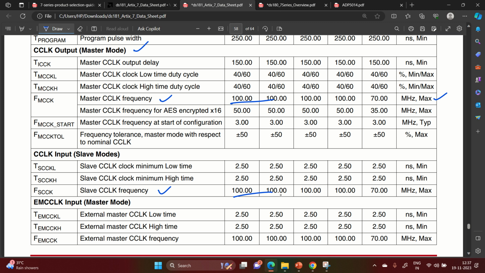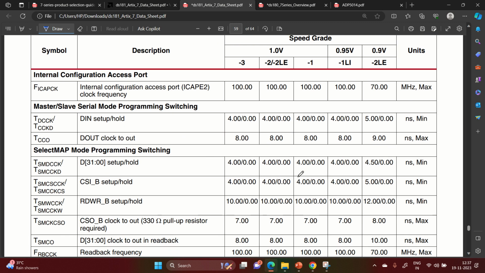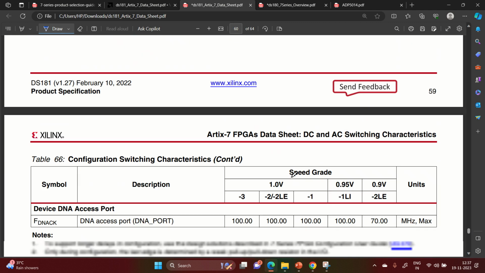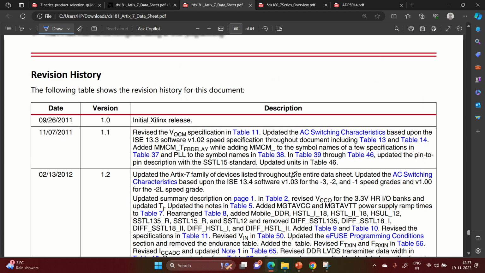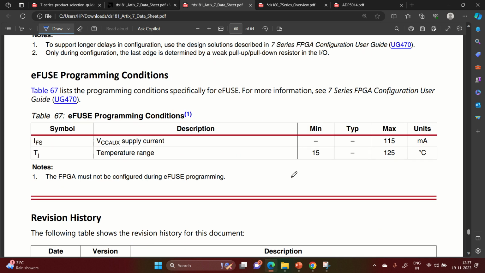Our aim is to work with around 40 megahertz. So we will be designing our clock generators and all those things based on 40 megahertz working or something like that. All right. Good. So this is the explanation of the AC/DC switching characteristics document.